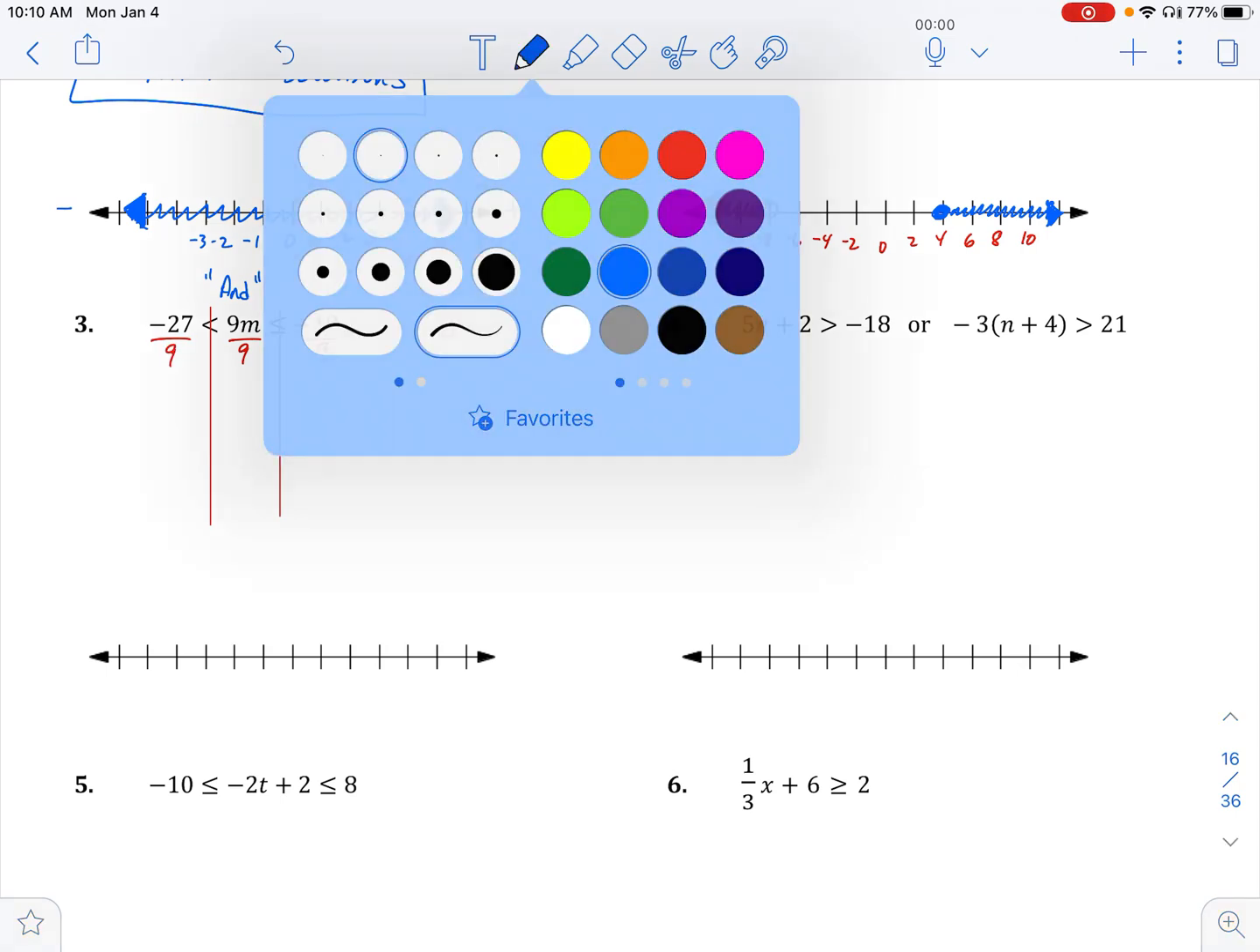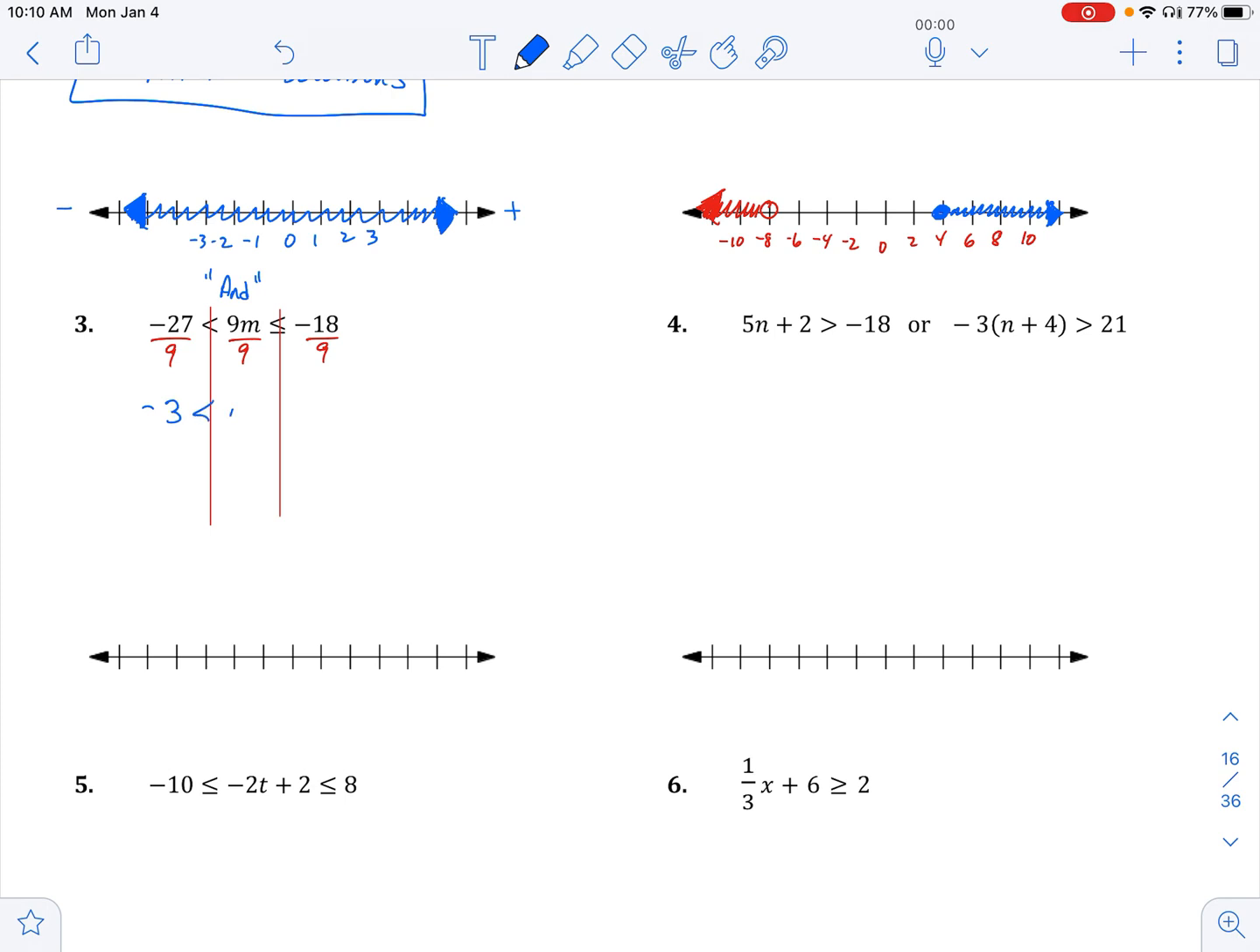As I do so, I'm going to get negative 3 is less than m, which is less than or equal to negative 2. So this is read, negative 3 is less than m, and m is less than or equal to negative 2. I like to remind myself that in an and statement, we're going to be graphing the intersection of these, or if I recognize where m is located here, I'm going to be graphing those values that are between negative 3 and negative 2. So this is an open circle at negative 3.